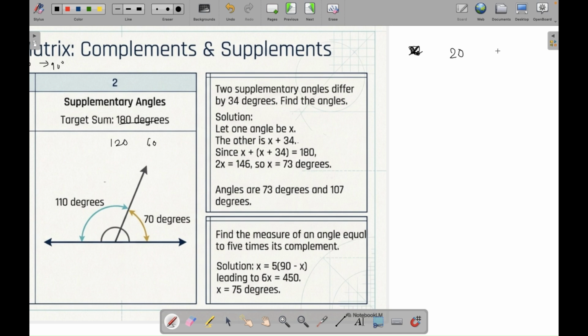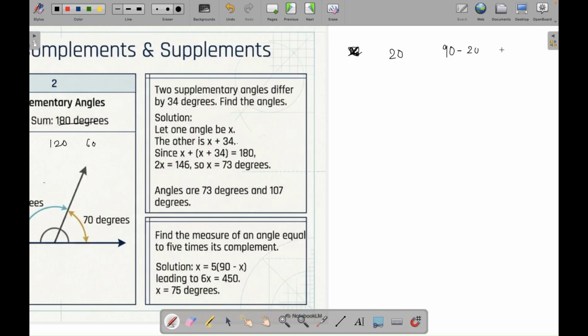Yeah, it will be 70. Because you know that complementary angles add up to 90, you'll just write 90 minus 20, which will be 70. So if I have 20 as an angle, the complement will be 70. Now if I give you a number 35, what will be the complement of 35? 90 minus 35, which is 55.